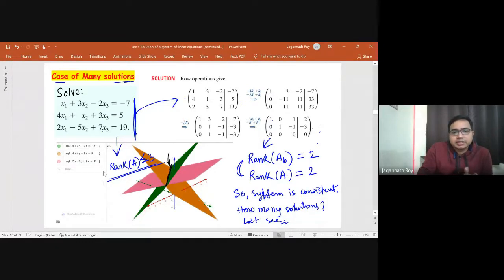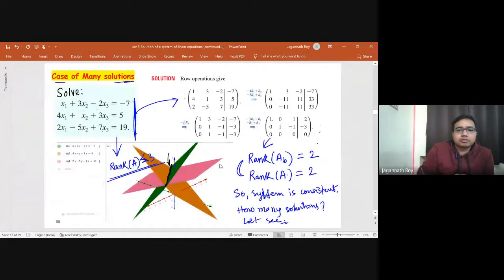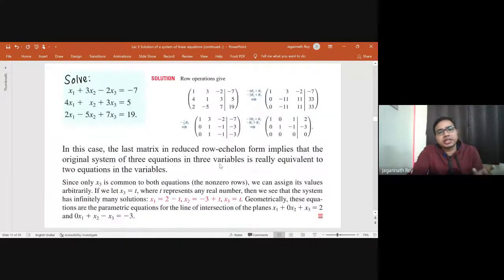So a line has infinite number of solutions, as you know. So here also you can see that there are infinite number of solutions. Geometrically you also see that the intersection is a line of intersection. It is not a particular single point. So try to relate these two facts from geometry and algebra also.